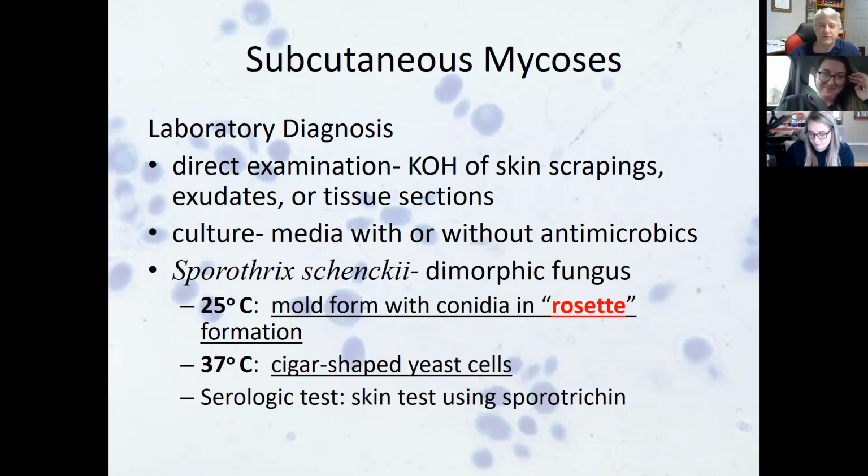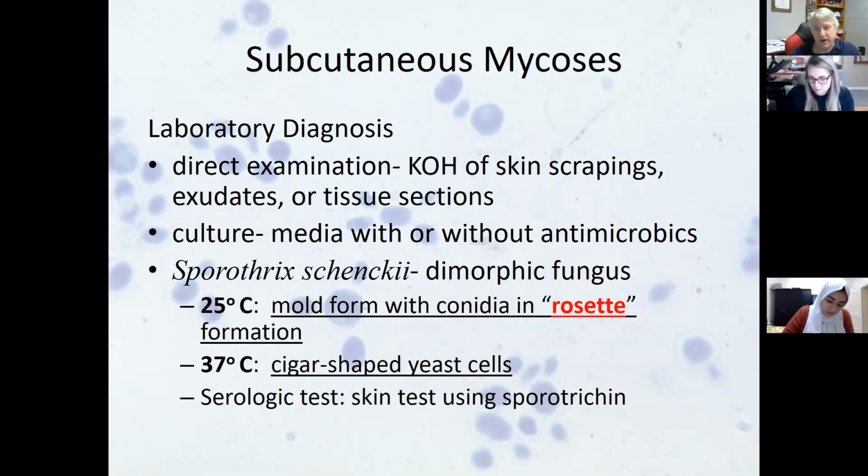So how do we diagnose subcutaneous? Potassium hydroxide skin scrapings, exudates, tissue sections. We can do direct exam. Culture media with or without antimicrobials. The Sporothrix is a dimorphic fungus. So we kind of established that.